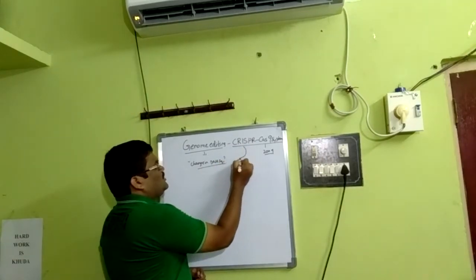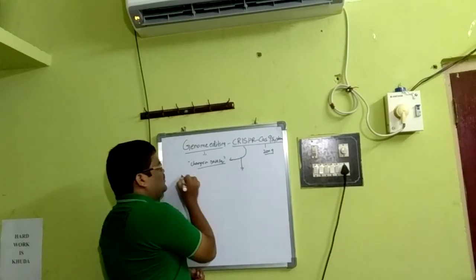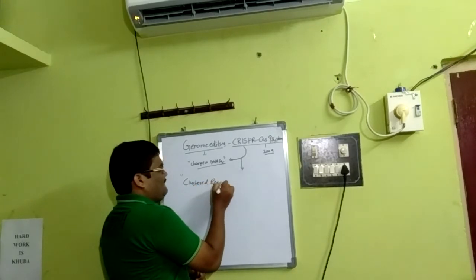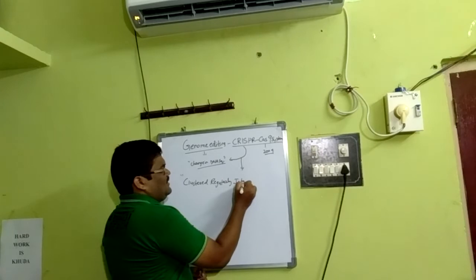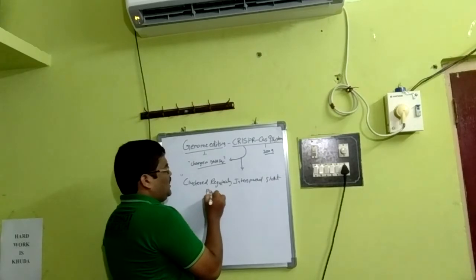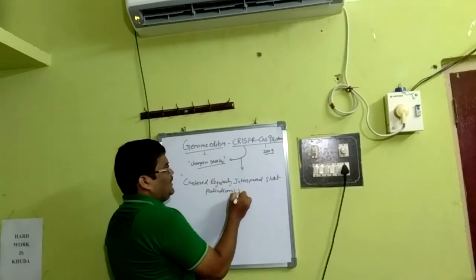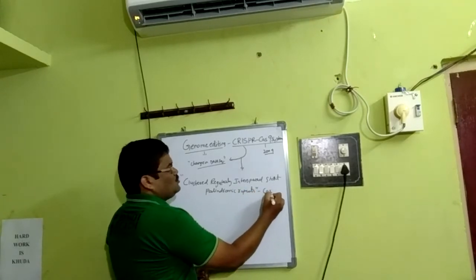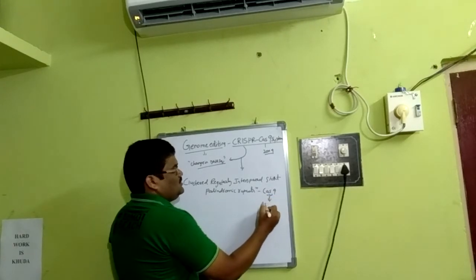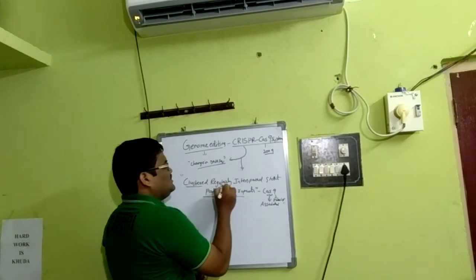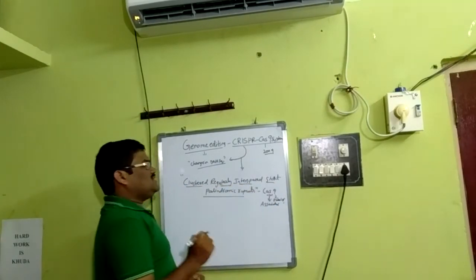How is it brought about? By a most important technique, CRISPR, and CRISPR stands for clustered, regularly interspaced, short palindromic repeats. Cas means CRISPR-associated proteins, here protein 9. Clustered, regularly interspaced, short palindromic repeats, Cas9.